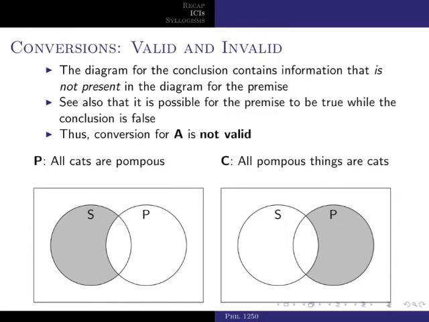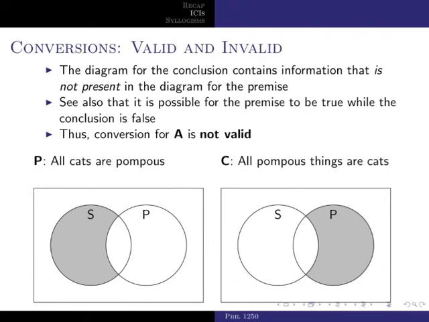So the area of cats that are not pompous is empty. So our example makes P true. However, it doesn't make C true. This is because there is at least one pompous thing that isn't a cat, namely Claire the giraffe. So area 3 wouldn't be empty because Claire would be located there. So this example shows that it's possible to make all cats are pompous true without making its converse true as well.